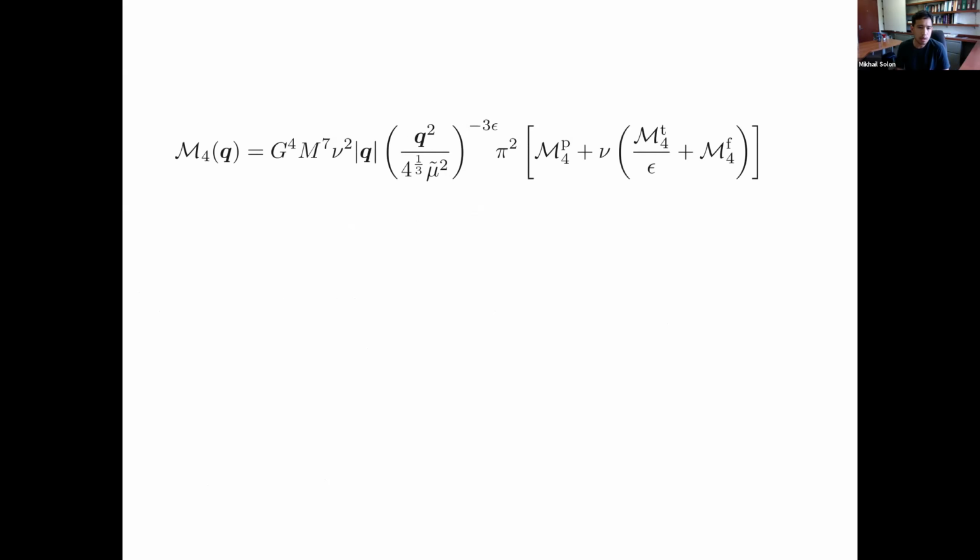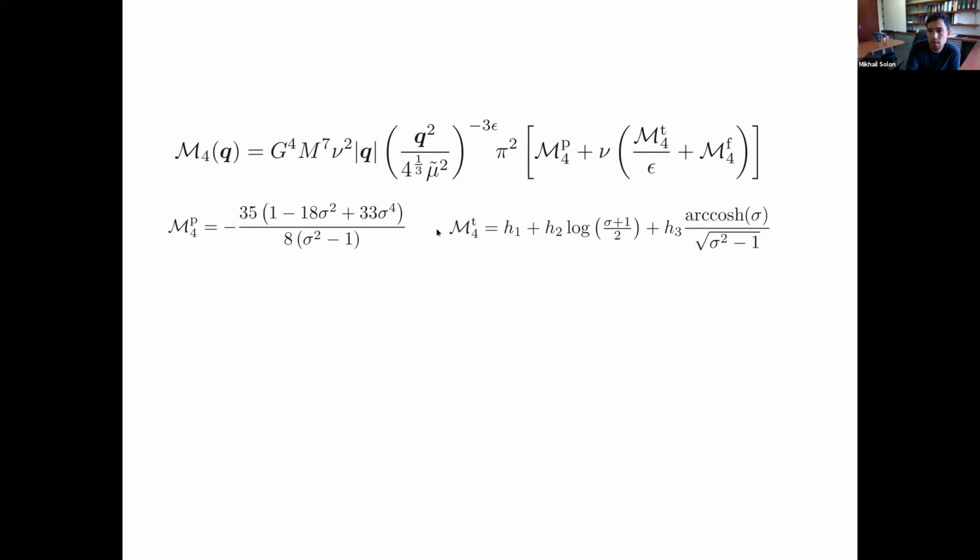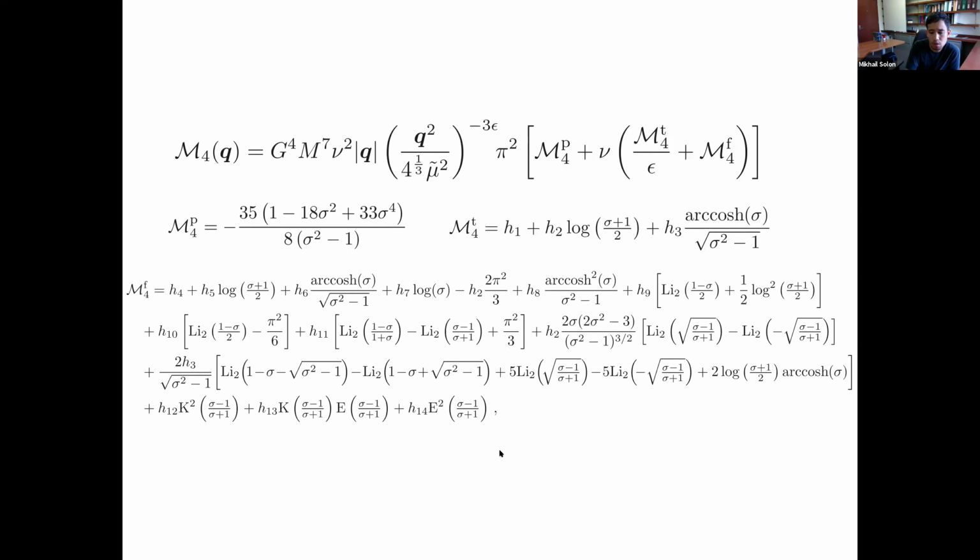Okay. Now here is our result at 4PM. So this is G to the 4, factoring out the nu squared again. This is just the overall Q dependence, which corresponds to the right powers of R Schwarzschild over R in position space. And we wrote it out in 3 terms. First, there is the piece that is the probe limit piece, which is again controlled by Schwarzschild. So if you send nu to 0, then that's what you get. And then there is the 0SF correction, which is composed of the tail term and the finite piece. Here are those functions. They are functions of polylogs of weight 2 and some elliptic integrals.